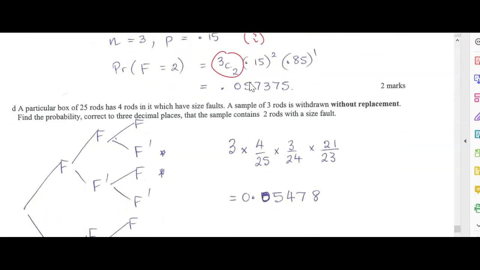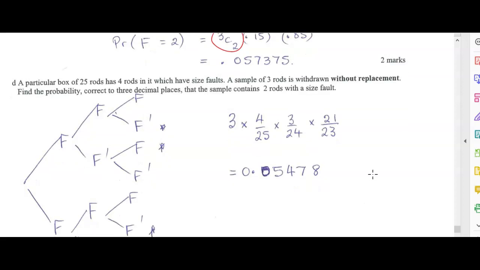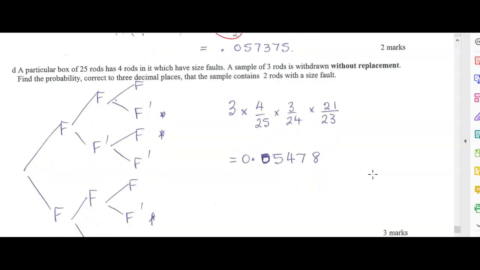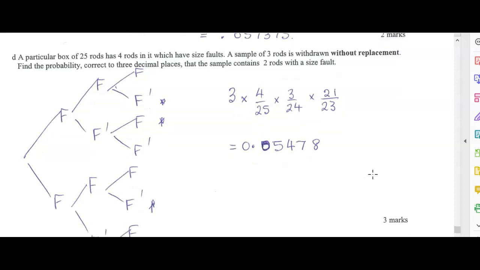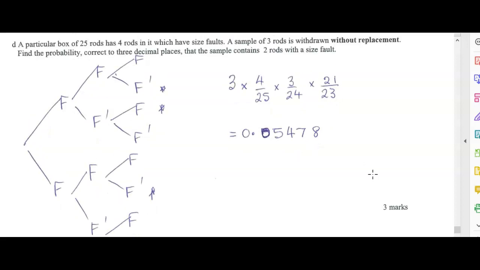All right, question D, a particular box of 25 rods has 4 rods in it which have size faults. A sample of 3 rods is withdrawn without replacement. Find the probability correct to 3 decimal places that a sample contains 2 rods with a fault. All right, so you can see with that tree diagram all the different combinations you can have. So I really like tree diagrams. I think it's a great visual way of seeing what's happening, but you need to understand what we're drawing here.